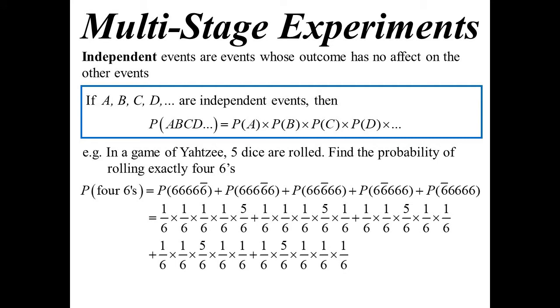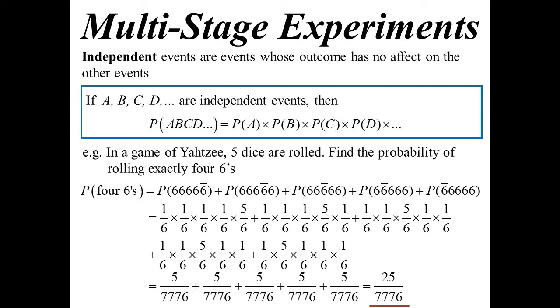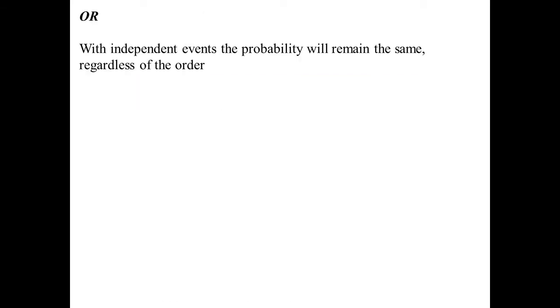Multiplying the probabilities together for each of those, all the 6s are a 1 in 6 chance, the not a 6 is a 5 in 6 chance. Add those all up, and eventually we get 25 on 7,776 as a probability.